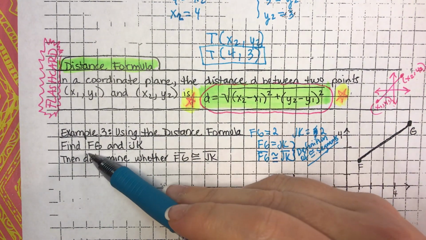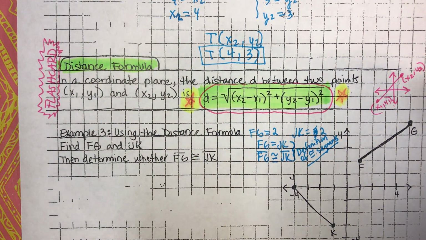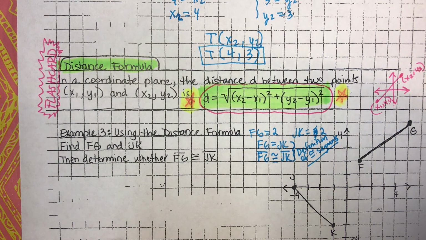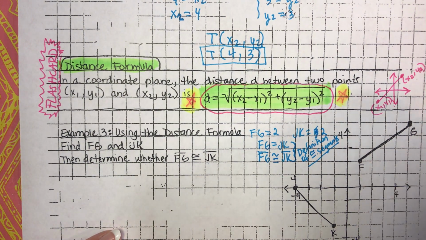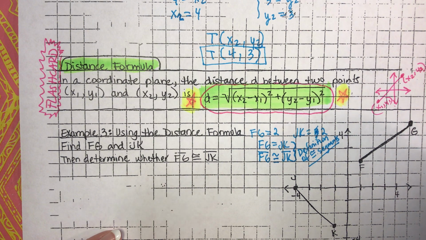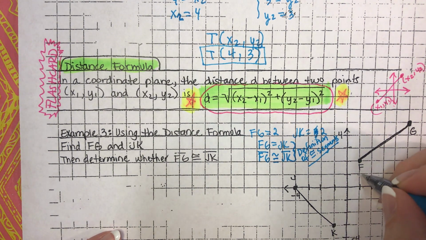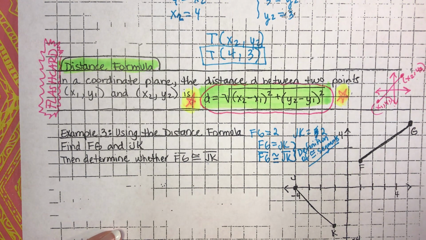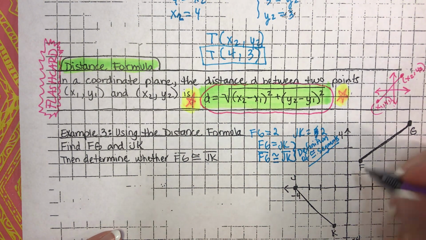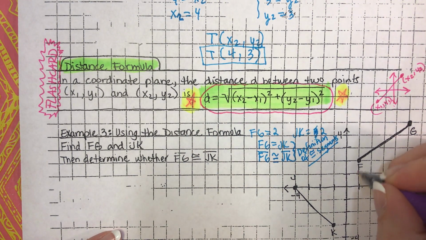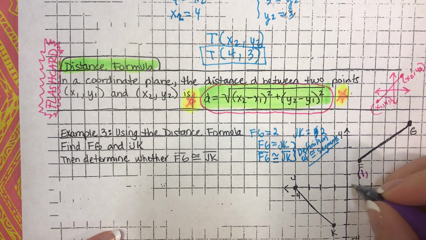asking. So find FG and JK, and then determine if they're congruent. All right, cool. So to do that, we actually have to figure out what F is and what G is. So here, F is, I'm going to use a different color. Let's use purple. F is 1, and then this is 2. So 1, 2, that's the x, that's the y.